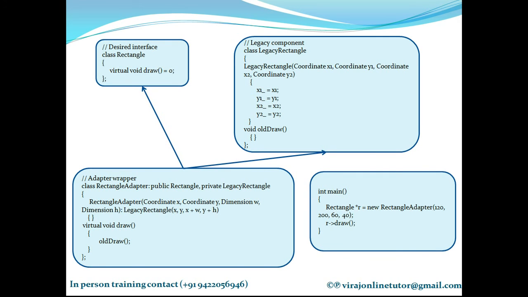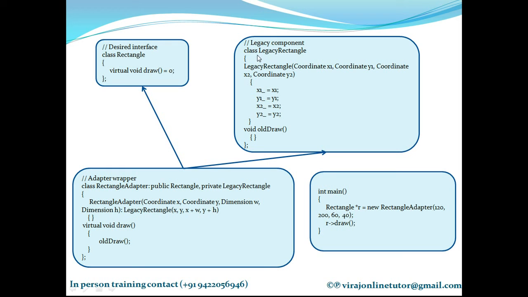Now this is an example of the source program that I have to explain the adapter design pattern. This is the desired interface that a client is expecting. What is the desired interface? I have a class Rectangle and draw is the function. So this is the interface that I am expecting, draw.